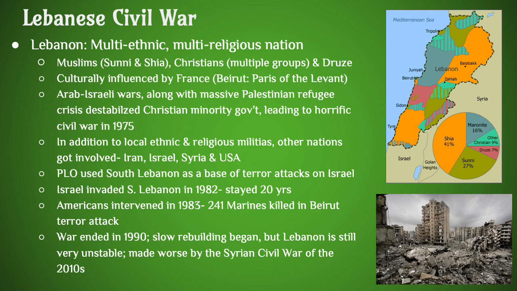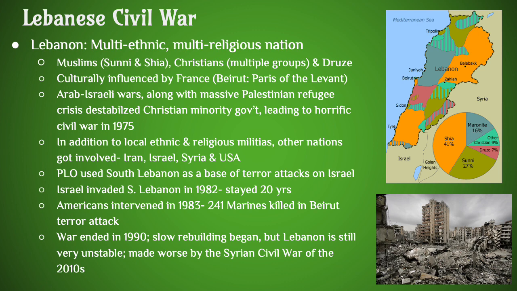But all of those wars between the Arab states and Israel created a massive Palestinian refugee crisis, and that destabilized Lebanon, because at that time Lebanon had a Christian minority government, and so the uprising of the different religious Arab groups led to a civil war starting in 1975. Not only did you have all of the various local ethnic and religious militias, as well as the official Lebanese army that was sort of disintegrating at that point, you also have outside countries getting involved in the Lebanese Civil War.